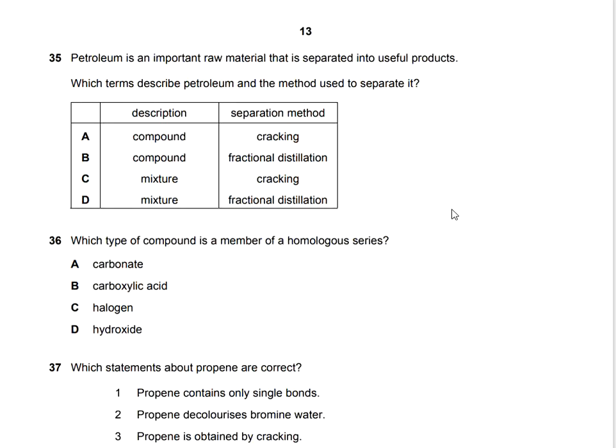Petroleum is an important raw material that is separated into useful products. Which terms describe petroleum and the method used to separate it? So actually, petroleum is a mixture, not a compound. So we will be removing choices A and B. However, in the separation of petroleum, they usually use fractional distillation. So we will be removing cracking, and the correct answer for this is letter D.